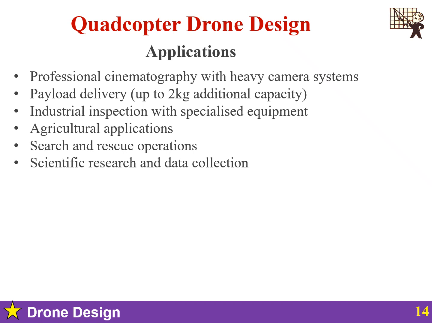The next is agricultural applications. Precision agriculture is required, multispectral cameras for crop health analysis, NDVI sensors for vegetation monitoring, RTK GPS for centimeter level accuracy, and spray systems for targeted applications.